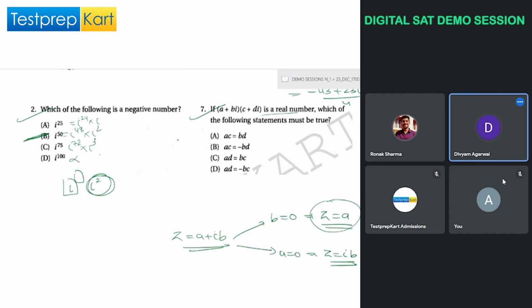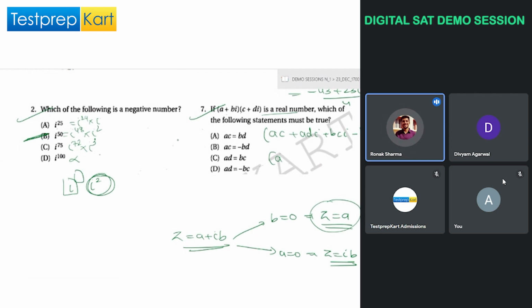So if we have to take the multiplication, first of all, A into C, then AD iota, then BC iota, then minus BD. Got it? Because it will be BD iota square. So I'm writing minus BD. So the answer is B.